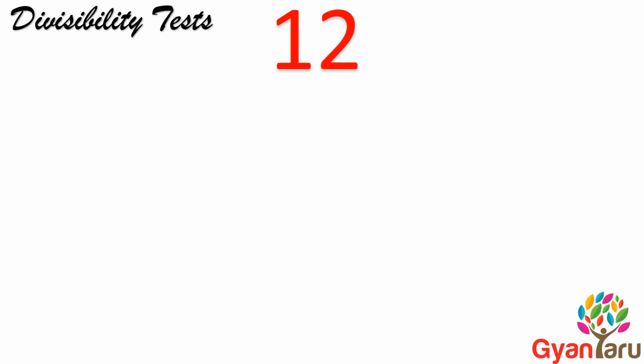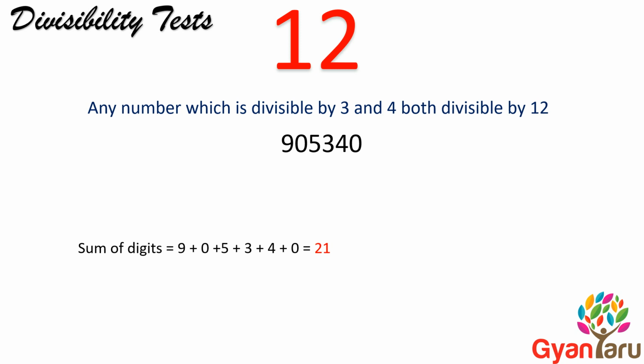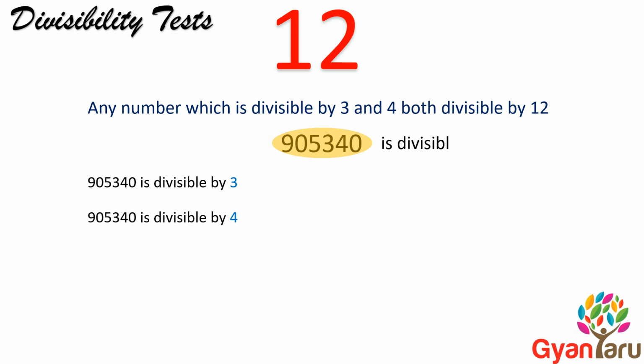Divisibility test of 12. Any number which is divisible by 3 and 4 both is divisible by 12. For example, this number, the sum of digits is equal to 21 and 21 is divisible by 3, so this number is divisible by 3. Now the last two digits are 40, divisible by 4, so our number is divisible by 12.